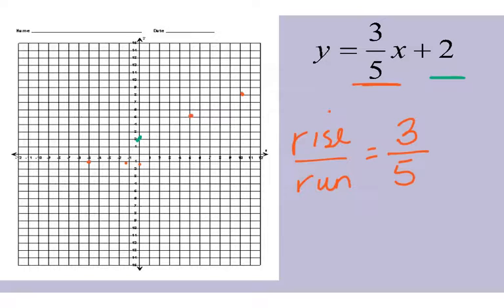And now I can connect my dots as best I can without a ruler. Sorry. And there is my line. That's a linear equation, and I'm graphing that linear equation.